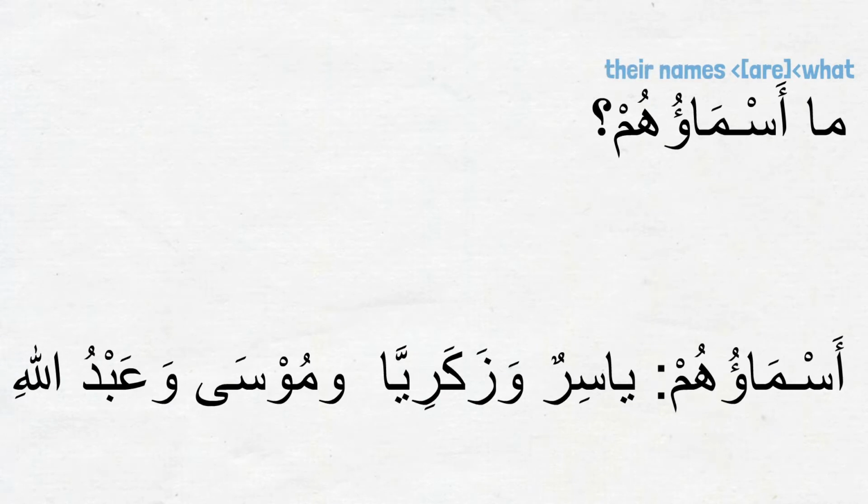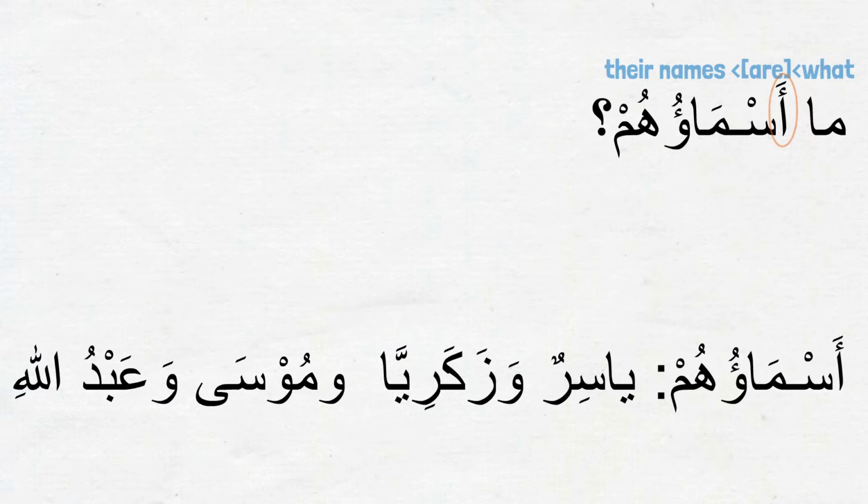Notice here, unlike its singular form ismun, the plural form asma'un is written with hamzatul qata, not hamzatul wasl. That is why we need to pronounce the hamza at the beginning and say ma asma'uhum, not masma'uhum. It should be ma asma'uhum.